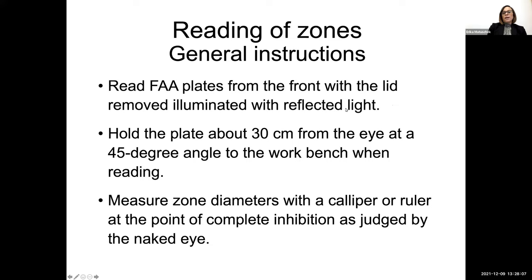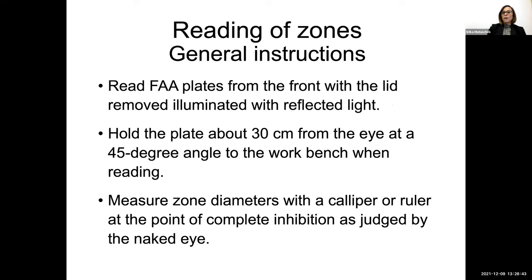When it comes to reading of zones, we have some general instructions that are the same as for other organisms and agents that are tested with disc diffusion. For the FAA plates, you have to read them from the front. So you have to remove the lid and read the zones from the front of the plate, illuminated with reflected light. You should hold the plate about 30 centimeters from the eye. For anaerobes, it's quite important to hold the plate at a 45 degree angle to the workbench to better define the zone edge. Then you measure your zone diameter at the point of complete inhibition as judged by the naked eye.